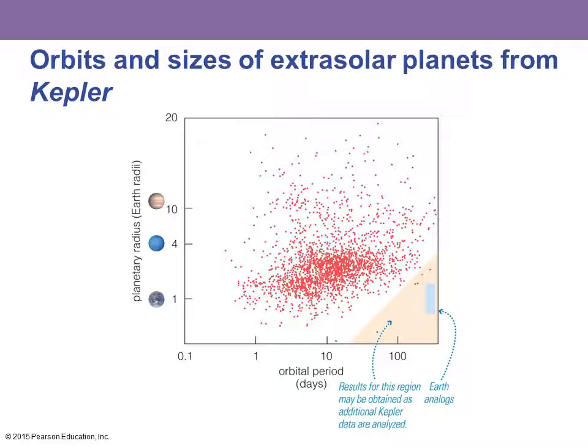It appears that most of the orbital periods are somewhere between 1 and 100 days, not like Earth, which is 365 days. And the planetary radius varies somewhere between 1 and 4 times that of Earth's. So Earth is certainly not unique in that respect. There are probably a lot of other planets out there with similar characteristics, but up until the point this diagram was made, the orbital periods were much, much shorter.